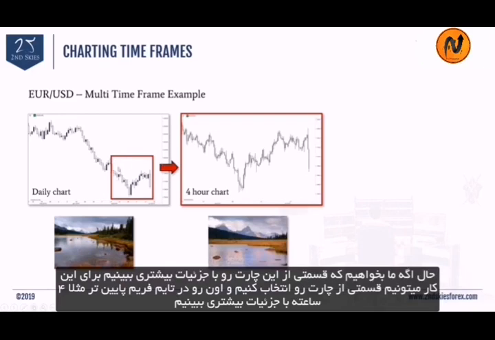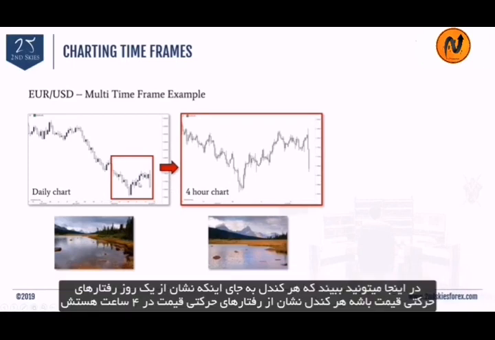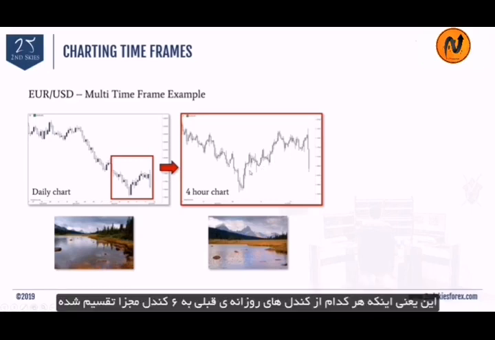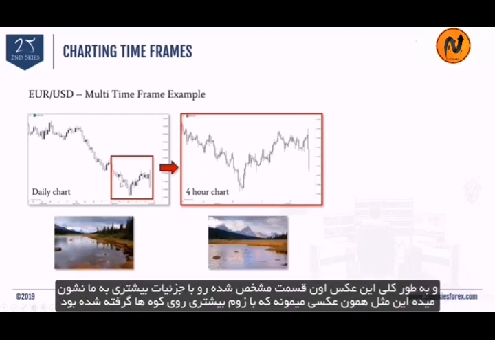So this red box, if we magnify this and look at this price action in the 4-hour chart, you can see that instead of each bar being made up of 1 day of price action, because it's a daily chart, each candle here is made up of 4 hours of price action. And naturally, this means you have 6 candles per day. So each daily candle is broken down into 6 individual 4-hour candles. And naturally, this shows you this section of the context in greater detail, similar to when we zoomed in on the mountain range in the photos.